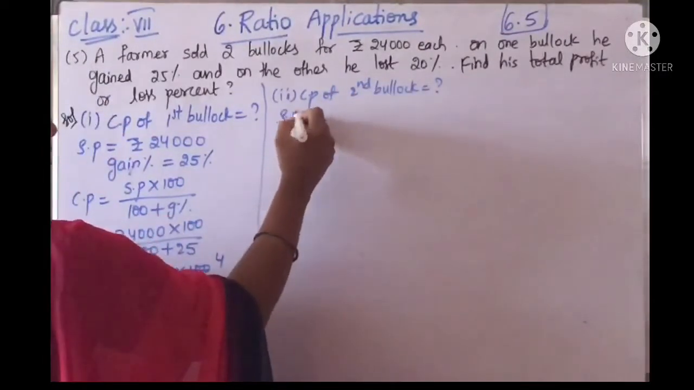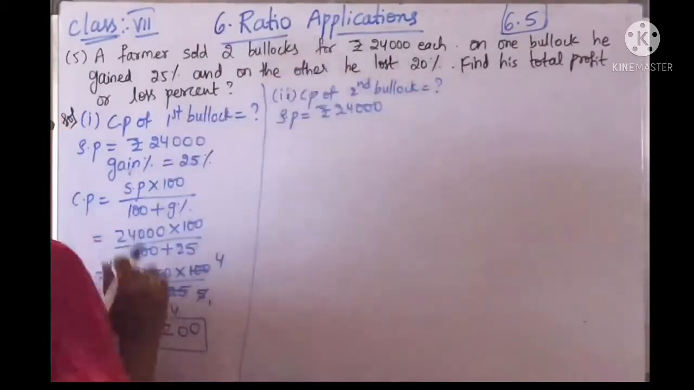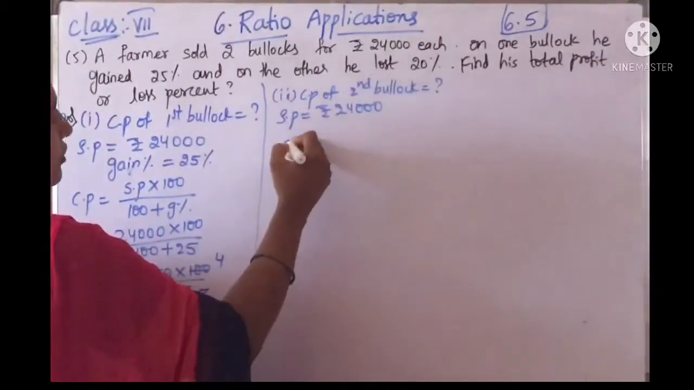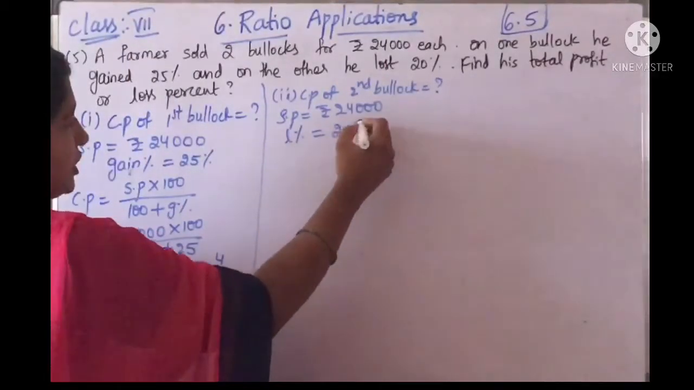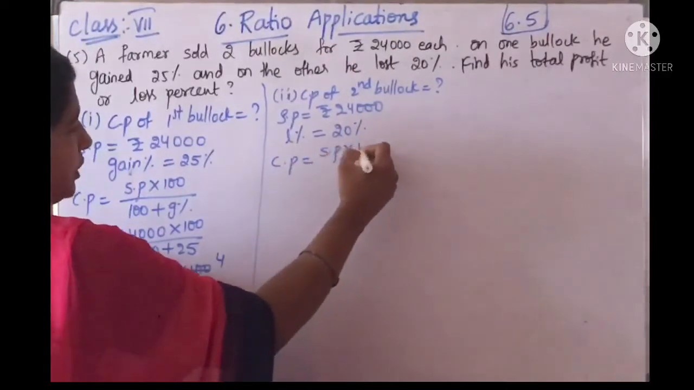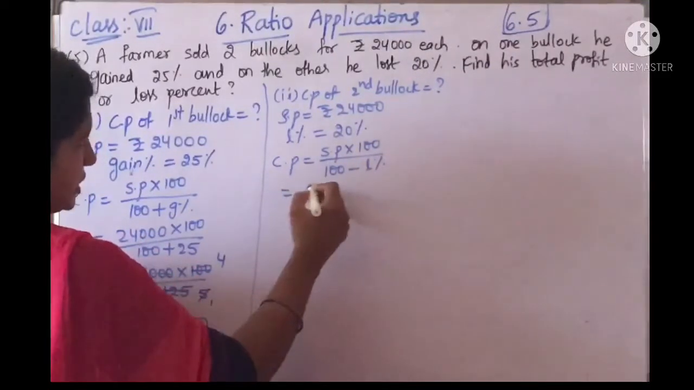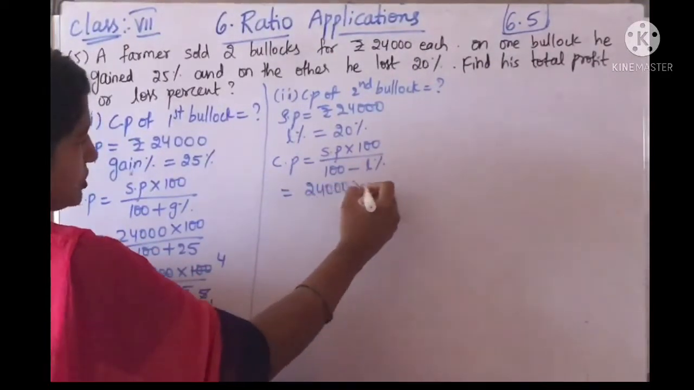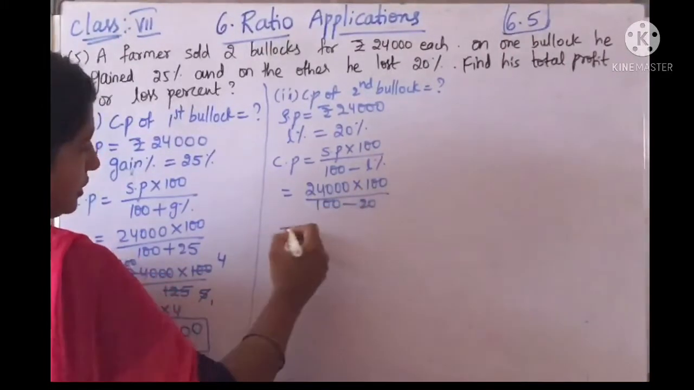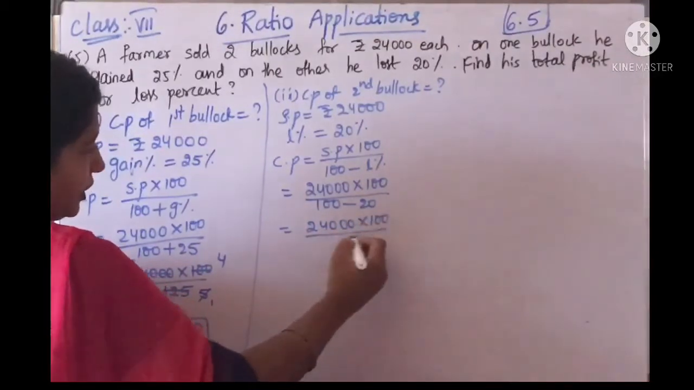Now in the second part we will find the CP of the second bullock. So here we take SP as 24,000 because each SP of the 2 bullocks is 24,000. Now in the second one we take the loss percentage as 20%. So what is the formula for the CP? SP into 100 by 100 minus loss percentage. That is 24,000 into 100 by 100 minus 20. So 24,000 into 100 by 80.